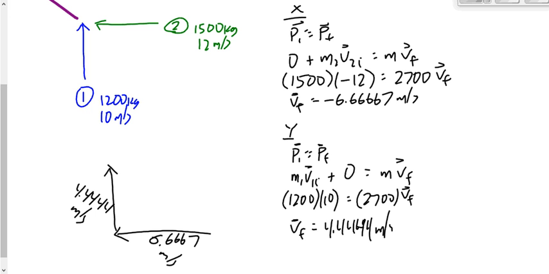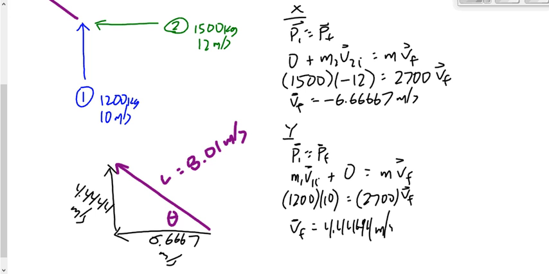We're going to solve for V right here, and we're going to solve for theta. Solve for V using the Pythagorean theorem. 4.4444 squared plus 6.66667 squared. Square root that. We end up getting 8.01. And theta is the inverse tan function of opposite over adjacent. Make sure you're in degree mode here.